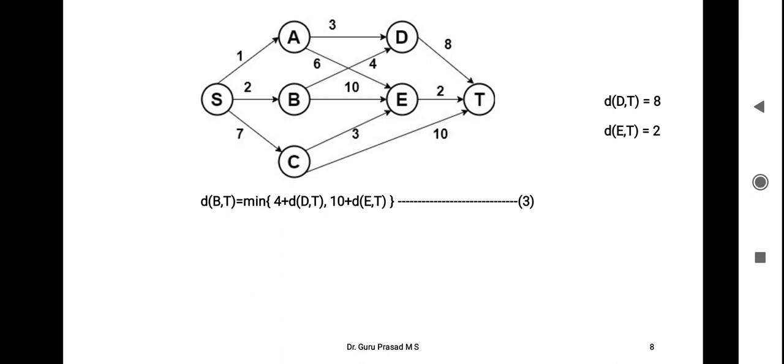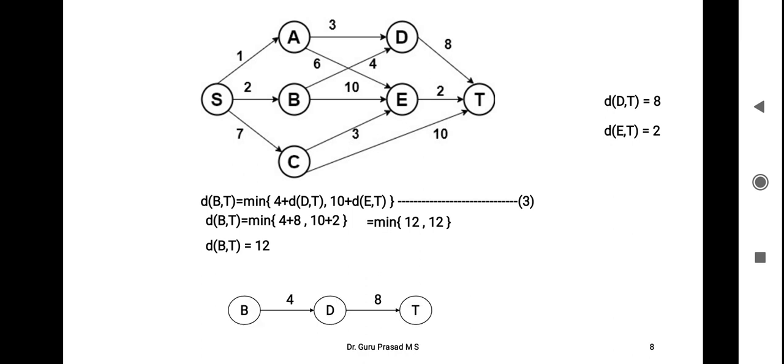Equation 3, d(B, T) equal to minimum of 4 plus d(D, T), comma 10 plus d(E, T). Substitute the values in equation 3. d(B, T) equal to minimum of 4 plus 8, comma 10 plus 2. Minimum of 12 comma 12. Now both the values are same. I am considering d(B, T) equal to 12 and the path is B to D, D to T, that is B to D 4 and D to T 8. Or else you can consider the path B to E, E to T, both are same.